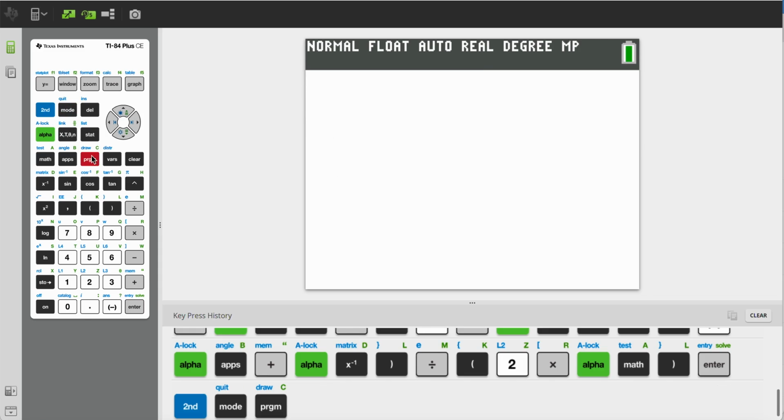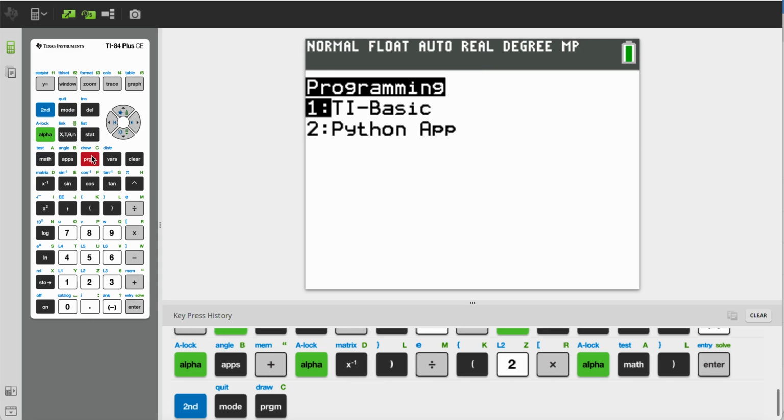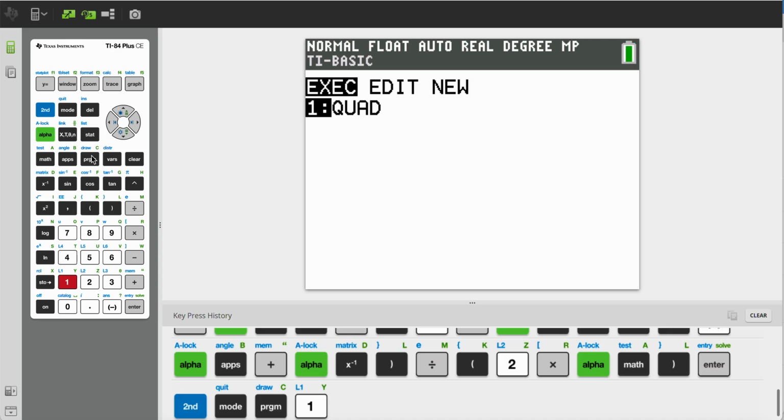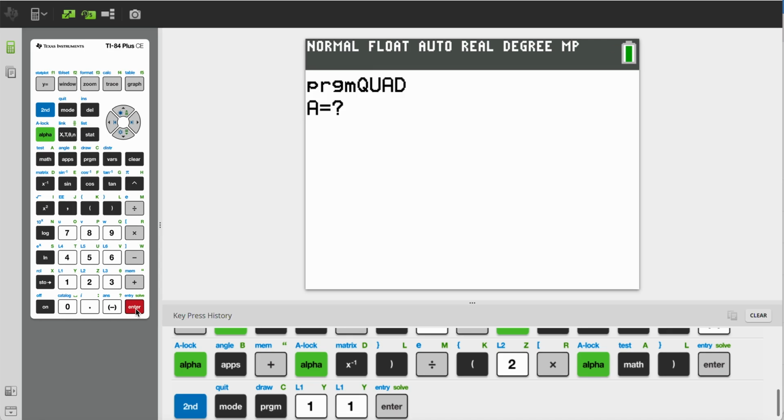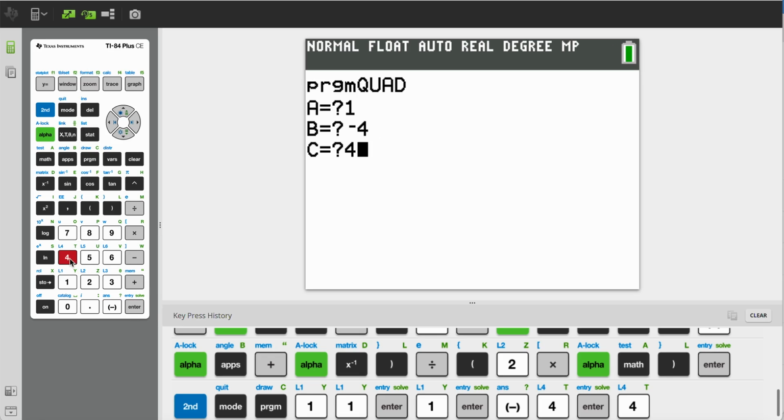And now if you click the program button, choose one, excuse me, you'll find our program. You can either click on it or press number 1. And now when you press return, it's going to ask you, hey, what's A? So I type in 1, enter, negative 4, enter, 4, enter. Hey, it tells us the two roots for this quadratic are 2 and 2.